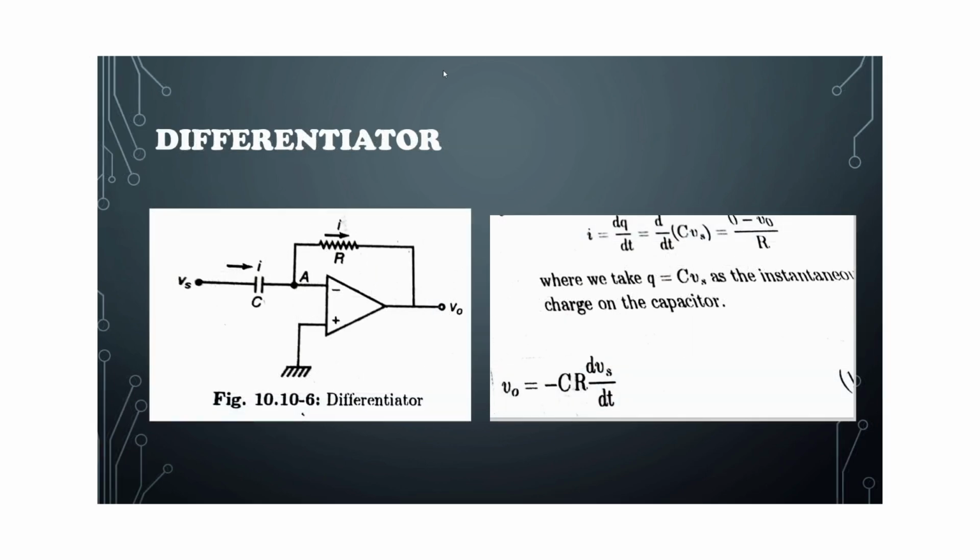But not the least, let us talk about the differentiator circuit. The figure shows the circuit of an Opamp differentiator whose output is proportional to the time derivative of the input. Since the point A may be treated as the virtual ground and practically the same current flows through C and R, we can write I equal to dq by dt, that is equal to d/dt of (C Vs), which is equal to (0 minus Vo) by R, where we take Q equal to C Vs as the instantaneous charge on the capacitor. Therefore, Vo comes out to be minus RC into dVs by dt. It shows that the output voltage Vo is proportional to the time derivative of the input voltage Vs.